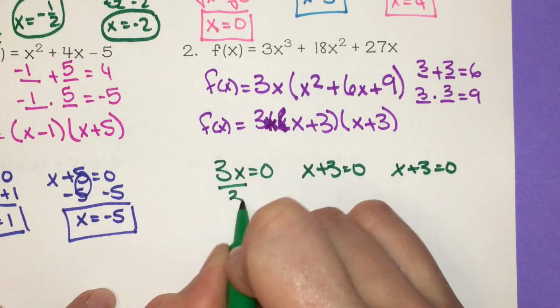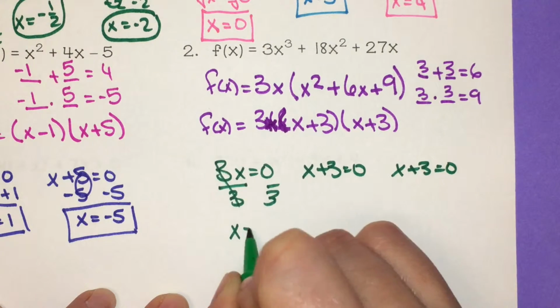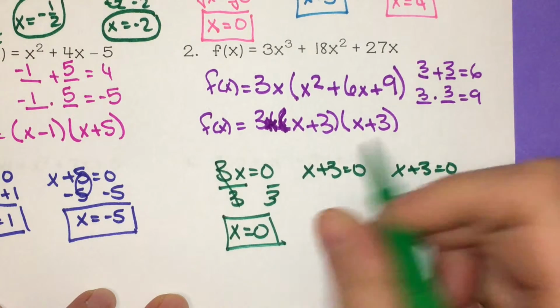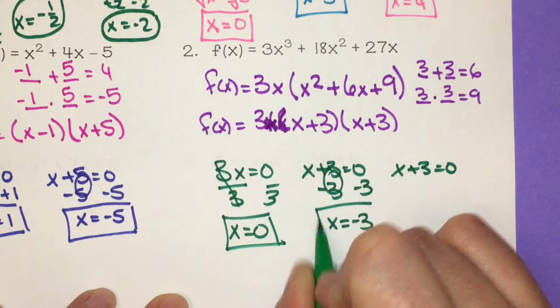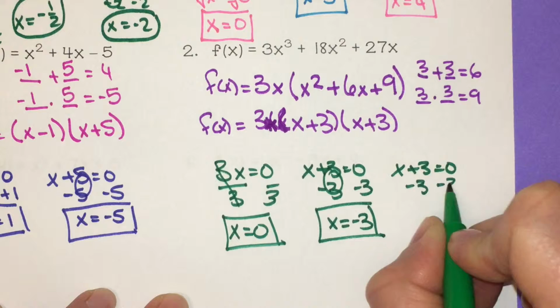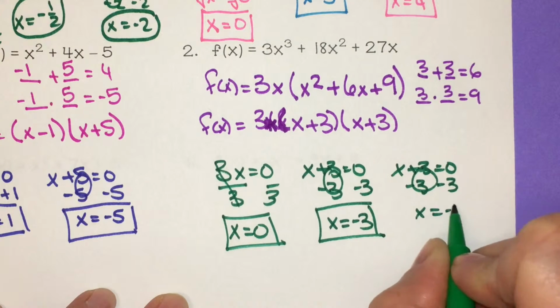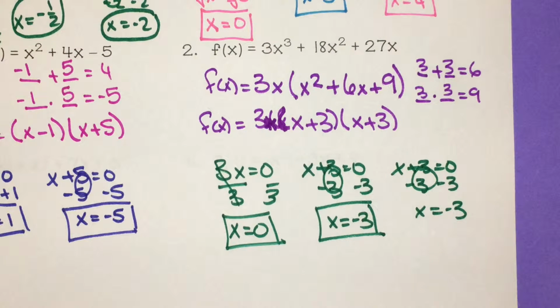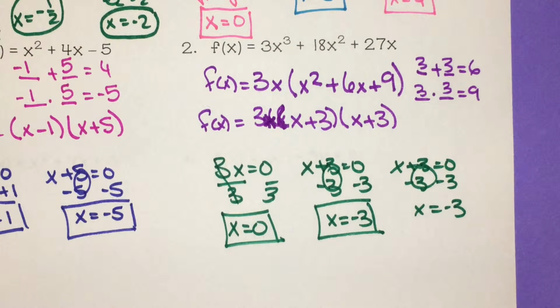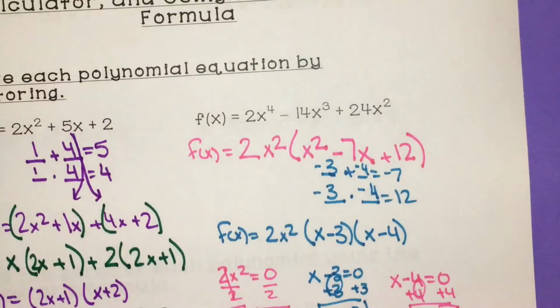So on this one, divide both sides by 3. x is equal to 0. Here, subtract 3 on both sides, and x equals -3. This one, if I subtract 3 on both sides, I'm going to get the same answer, so I only need to write it down once. Okay, so we have 2 answers here. All right, so that's how we solve polynomial equations by factoring.